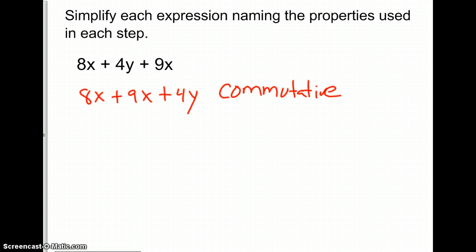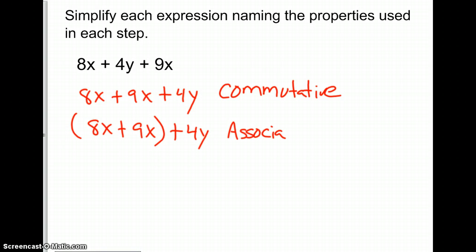Because we only have three terms, we don't have to use the associative property. We can go ahead and follow the order of operations and add at this point. If we wanted to, we could put this step in. But again, if you didn't, in this particular instance, that would be okay. Again, this would be the associative property. And then that just leaves us with simplifying the two terms. 8x plus 9x becomes 17x plus 4y. And again, that's substitution.